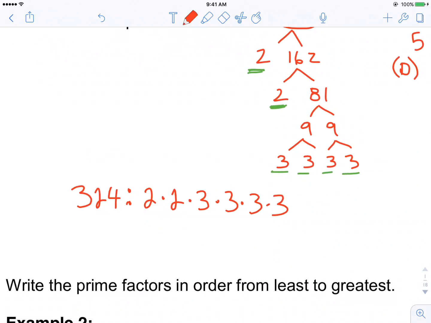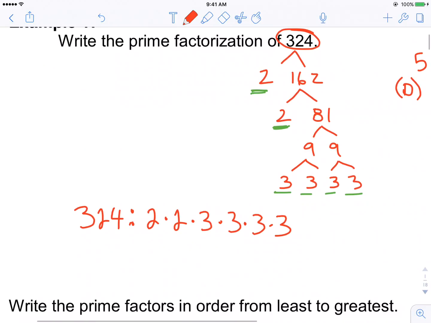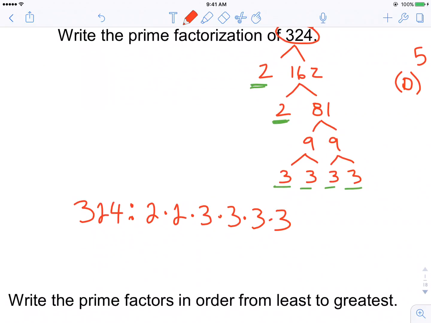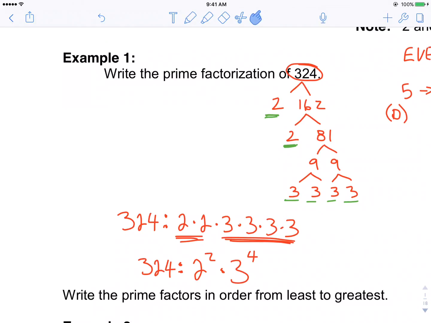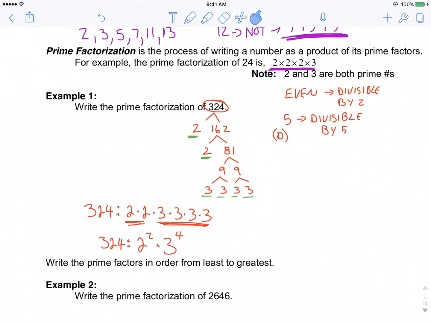Some questions will ask you what's the prime factorization for a number, but write your answer using exponents. So in this case I could write 324 would be 2 squared times 3 to the 4th. There are 4 3's, there are 2 2's. Okay. And that's a quick intro into prime factorization.